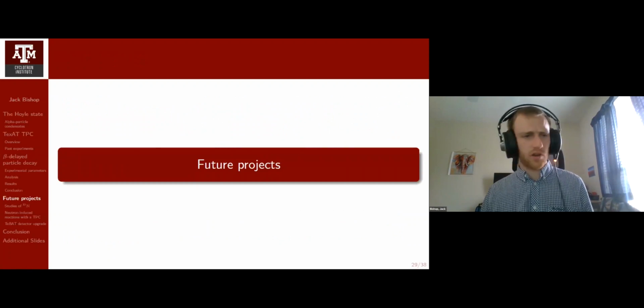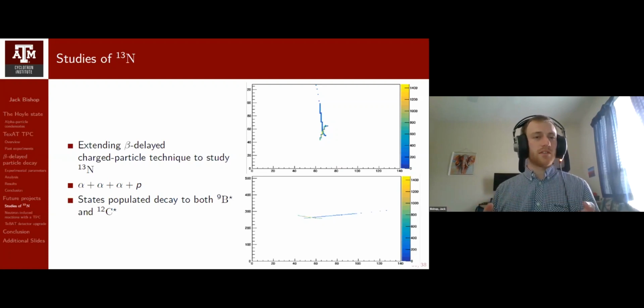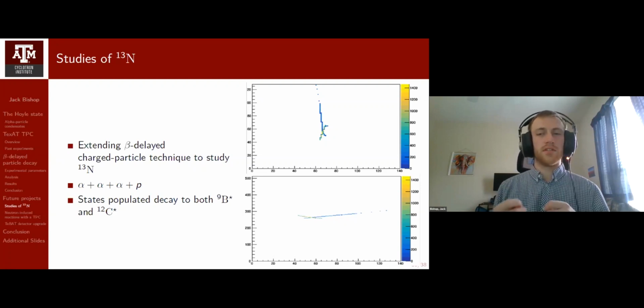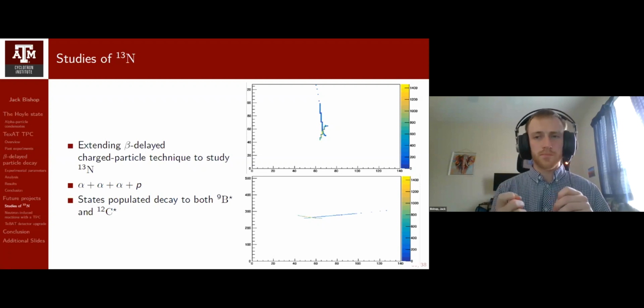And just briefly touch on a couple of the future projects. So naturally, we see that this is a very successful technique. We've shown really remarkable sensitivity to these many body decays using this technique. So what we can do is extend this now to look at other systems. And the next on the radar is studying nitrogen-13.